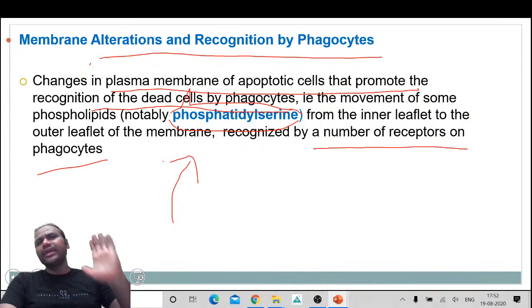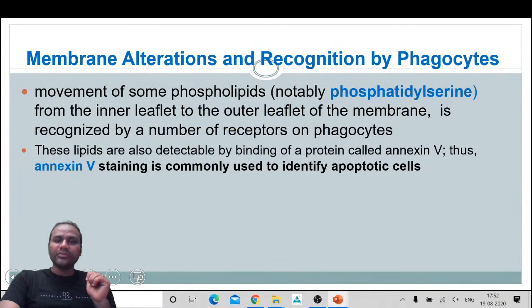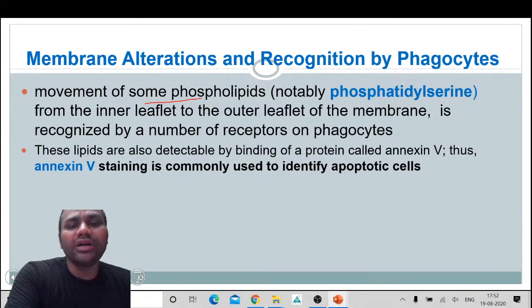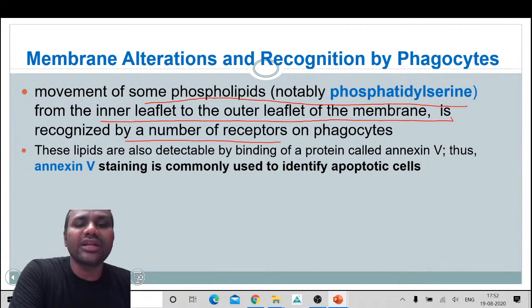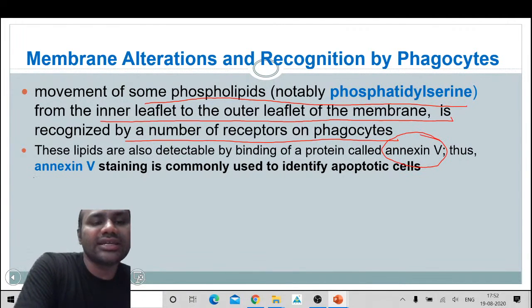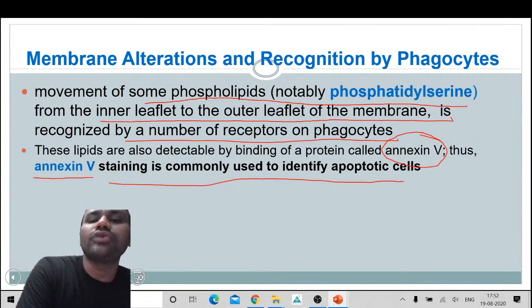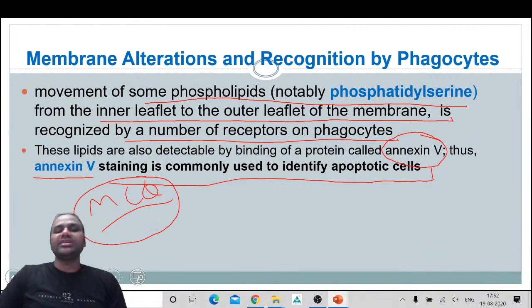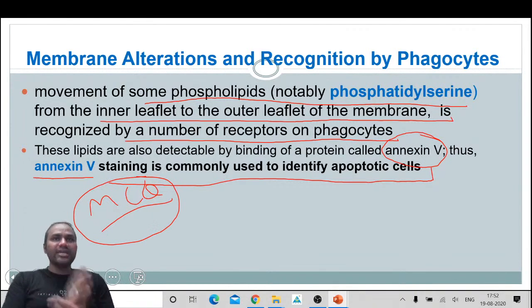Very important. I am saying it again and again, phosphatidylserine, because we'll add one more point to this line. The movement of phosphatidylserine from the inner leaflet to the outer leaflet of the membrane is recognized by a number of receptors on the phagocyte. Now these lipids are detected by a binding protein called annexin 5. Thus annexin 5 staining is commonly used to identify apoptotic cells. So this point can be an MCQ. Annexin 5 staining is commonly used to identify apoptotic cells.